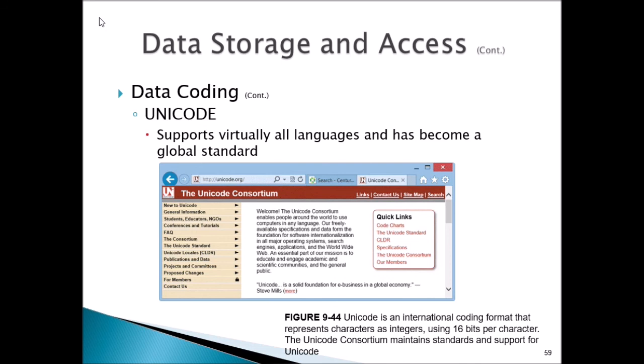Next code we're going to look at is Unicode. It supports virtually all languages and has become a global standard. So this is an international coding format, whereas something like ASCII is an American code. So Unicode is really becoming the global standard.